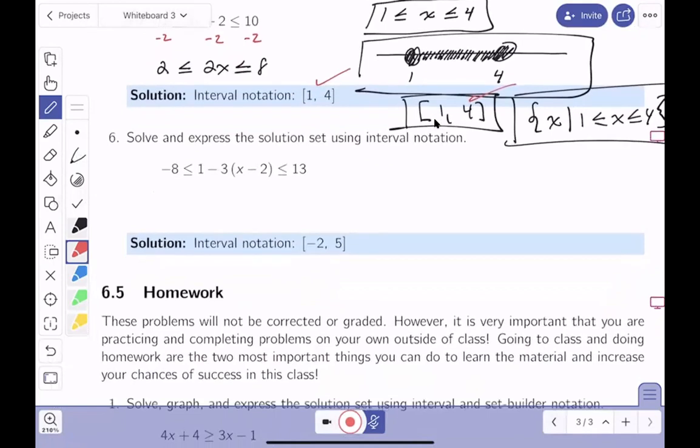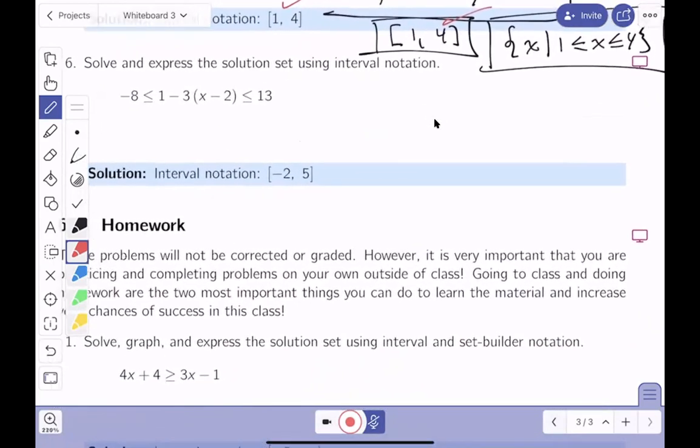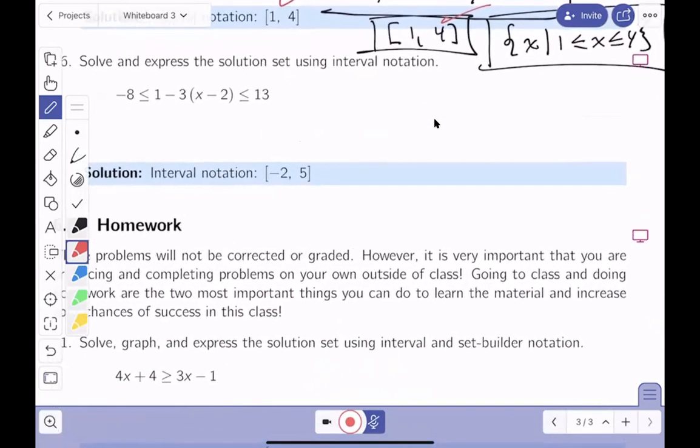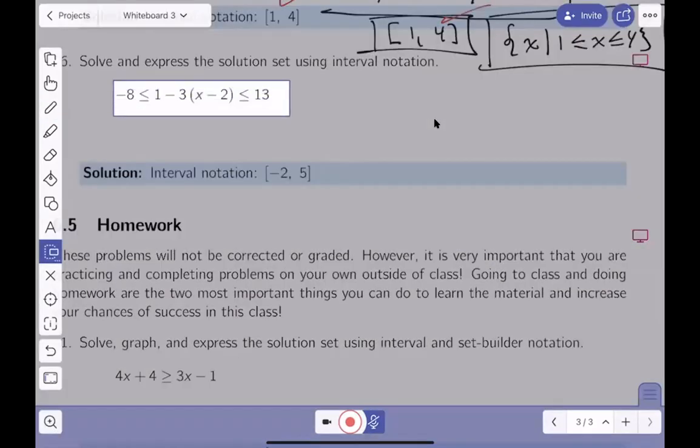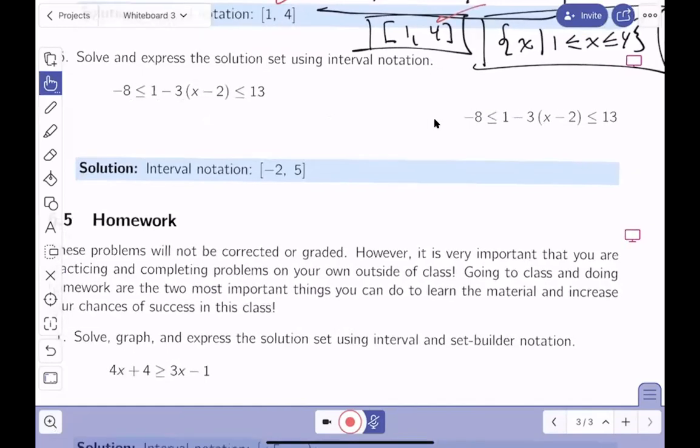All right, let's look at number 6. Again, it might look more difficult to you, but it shouldn't be substantially more difficult. And again, this one is an interval notation problem. I'm just going to pull it off onto the side, by the way. Just give me 1 second to do so.